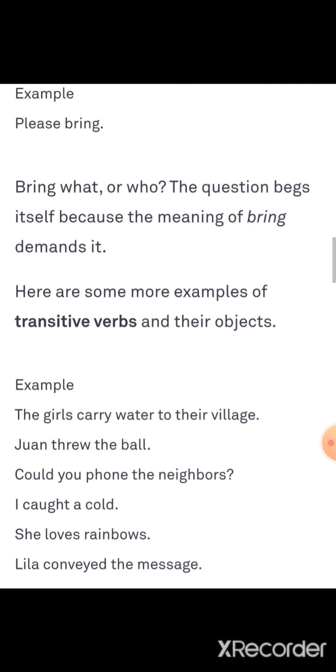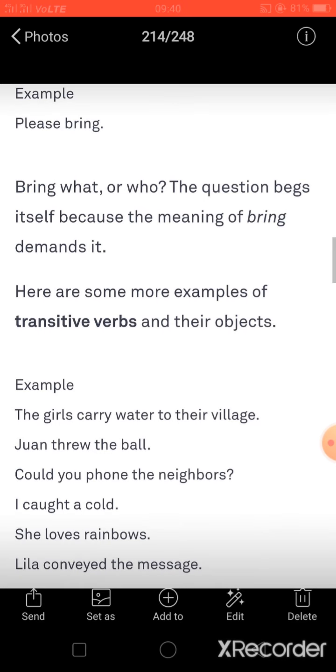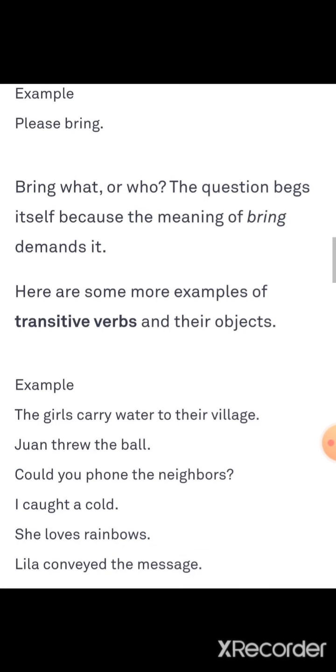As we already did in the last lecture, if you want to know whether the sentence has a transitive verb or not, then you need to ask the question what or who. Then you will come to know about the direct object. So the question begs itself because the meaning of bring demands it. Because bring means होता है लाना. अब लाना, what लाना, क्या लाना. So here the meaning of bring, bring wants to complete its meaning. That's why it needs an object.